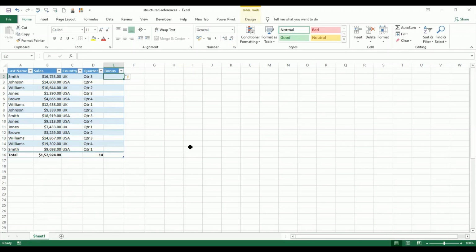Second, I want to calculate the bonus based on the sales. So I want to apply a bonus of 0.02 of the sales. तो जनरली हम क्या करते हैं? जनरली हम लोग इधर टाइप करते हैं इक्वल्स टू B2 into 0.02. आ गया बोनस, कोई प्रॉब्लम नहीं है.